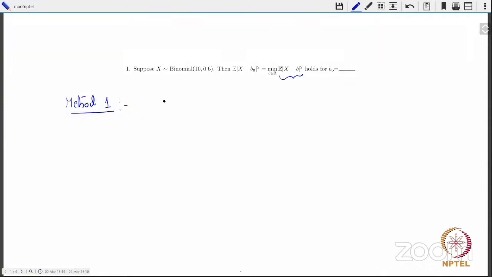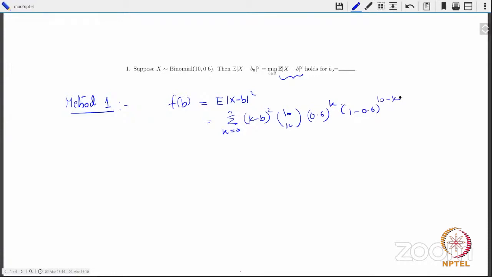So the idea is that you minimize, and so you just find f of b, which is the expected value of (X minus b) squared, right? And that can be tedious. So that's one way you can try. It will be a summation over k equal to 0 to n of (k minus b) whole squared, times n choose k, and n is 10, so 10 choose k, times 0.6 to the power k, and 1 minus 0.6 to the power 10 minus k. This is a function of b, and then you could minimize it.